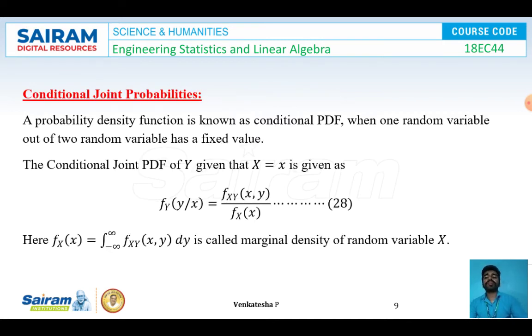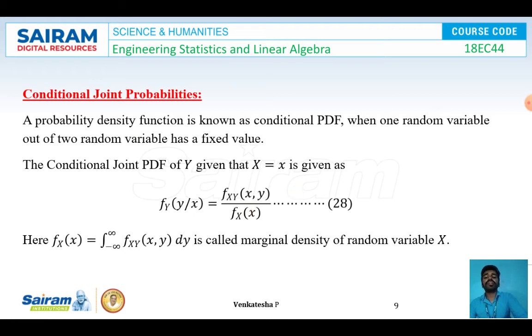Next concept is conditional joint probability. A probability density function is known as the conditional PDF when one random variable out of two random variables has a fixed value. The conditional joint PDF of y, given that x is equal to x, is given as f_Y(y|x) = f_XY(x,y) divided by f_X(x). Call this equation number 28.